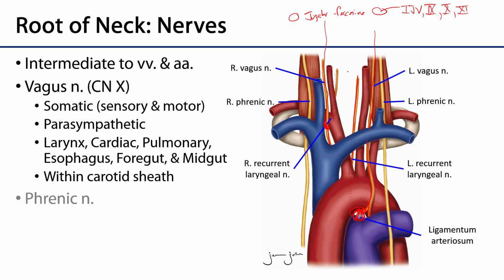Now, these vagus nerves send off a lot of branches. Vagus is a mixed somatic as well as a parasympathetic nerve, so it's going to serve motor functions in the soft palate and in the pharynx. It's going to be motor within the larynx. It's going to be sensory within the larynx.